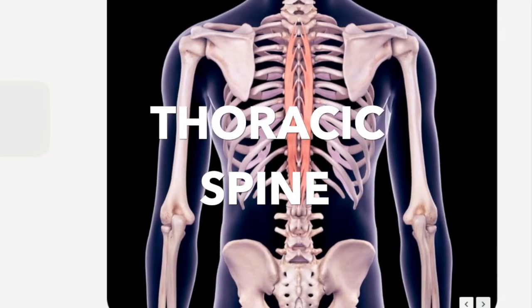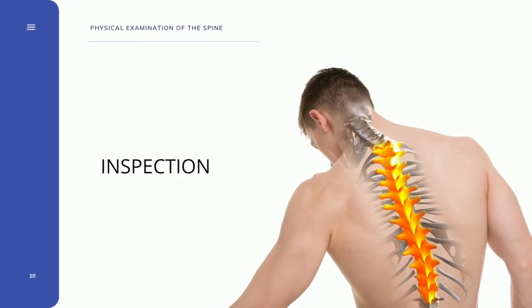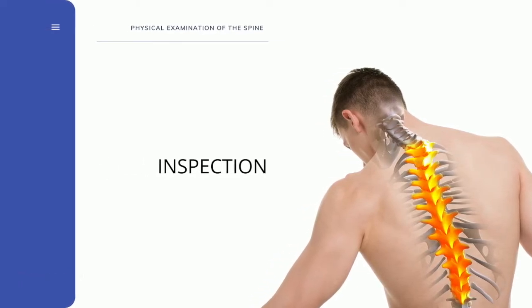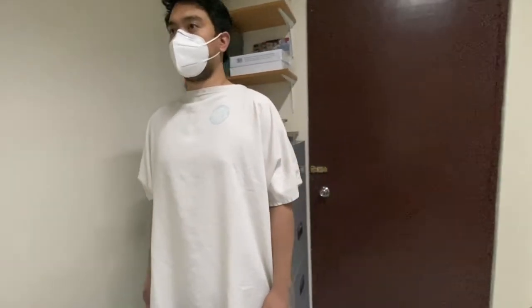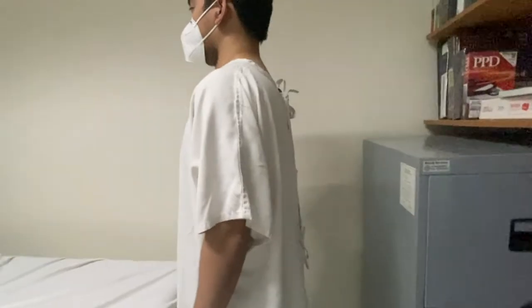And now we move on to the thoracic spine. Inspection for the thoracic spine is the same as in the cervical spine. It starts when the patient enters the room. Observe the patient's attitude, and we note any deformity or other abnormalities of the thoracic spine.